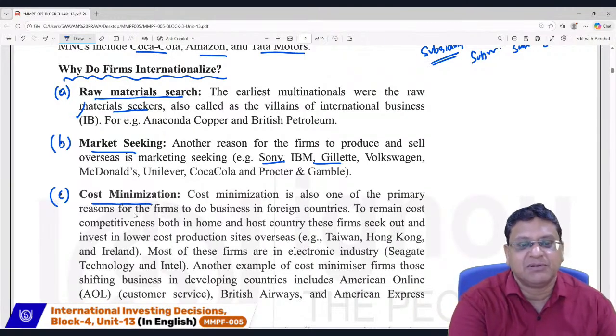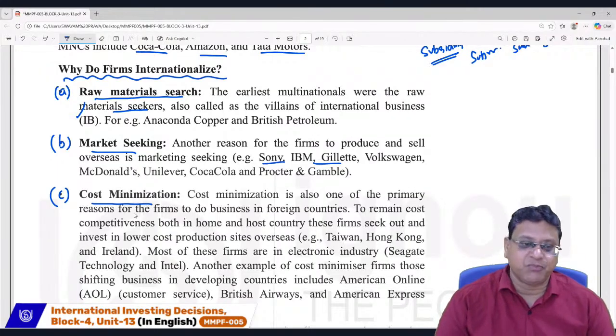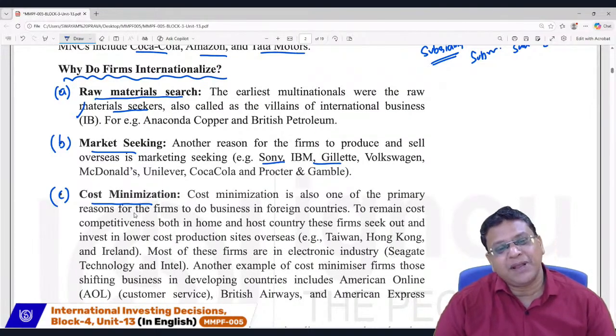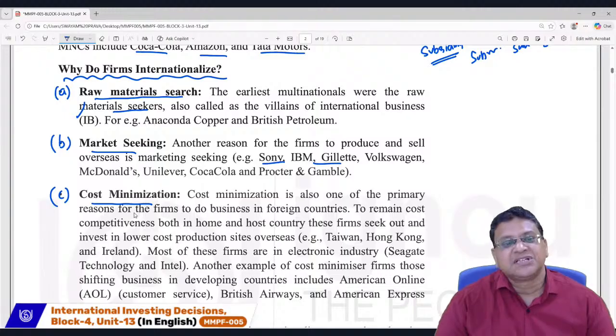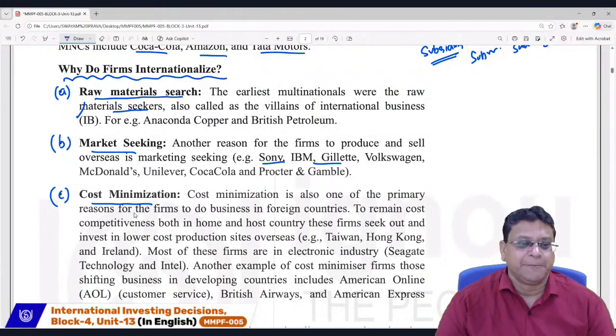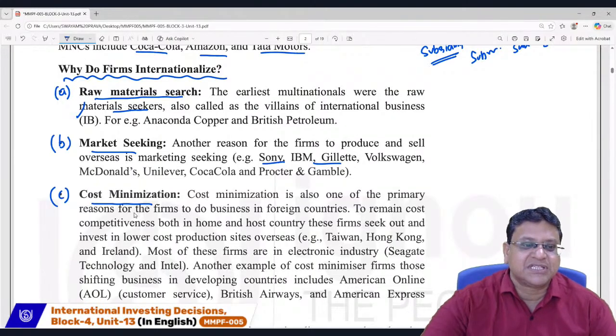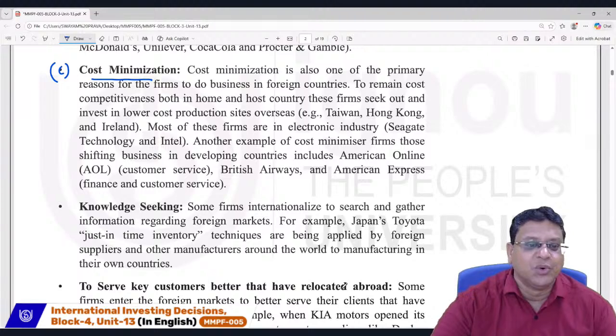Next one is cost minimization. We know that there are two ways of achieving profit. One is increasing sales price, another is reducing cost price. So MNCs normally operate on the model of minimization of cost. They want to produce in that country where factors of production are available at a cheap rate. Like you can see that many garment or apparel manufacturers set up their plant in Bangladesh because they get cheap labor. Many MNCs set up their production base in China because cost of production is minimum in China. That is known as cost minimization. This is the third reason why companies internationalize.